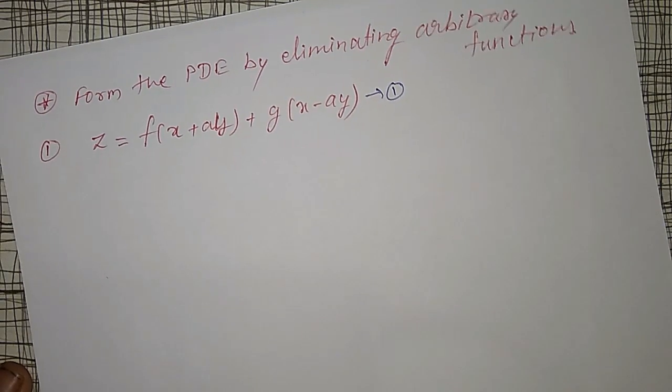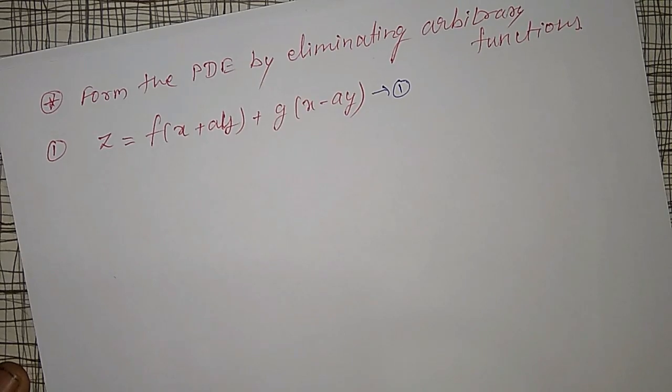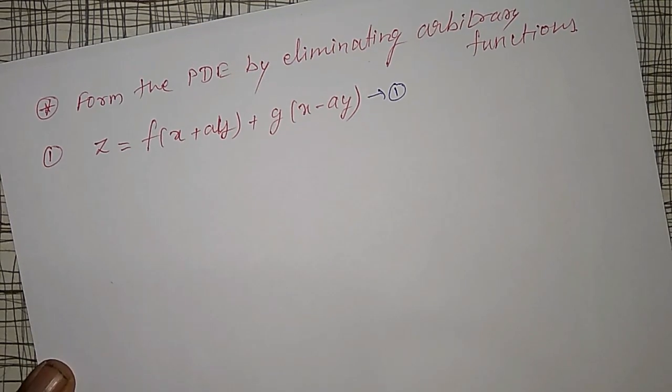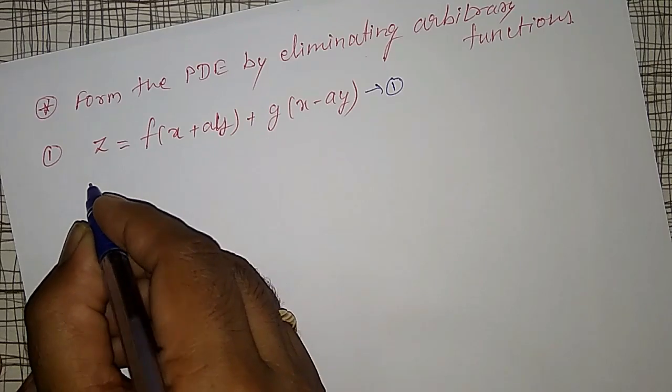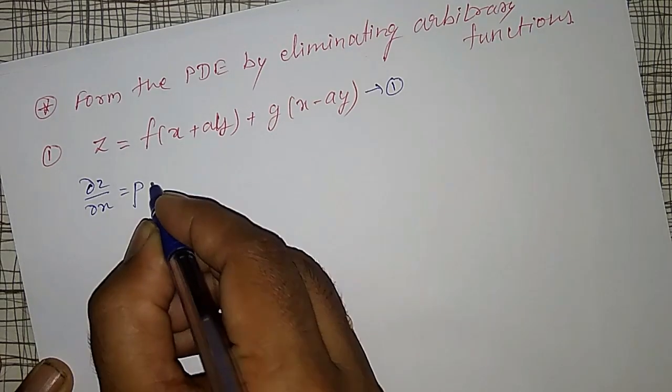First, the two first order derivatives, dou z by dou x and dou z by dou y, and then dou square z by dou x square, dou square z by dou x dou y, dou square z by dou y square, we will find out first. Then we will try to eliminate the functions f as well as g and their derivatives. Let me find dou z by dou x, the partial derivative with respect to x. Let me call it p.